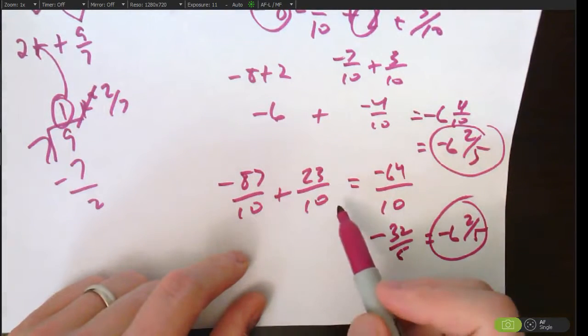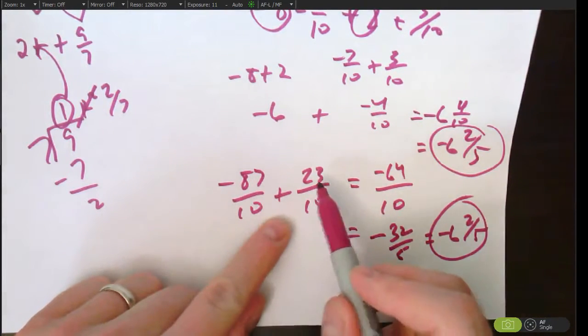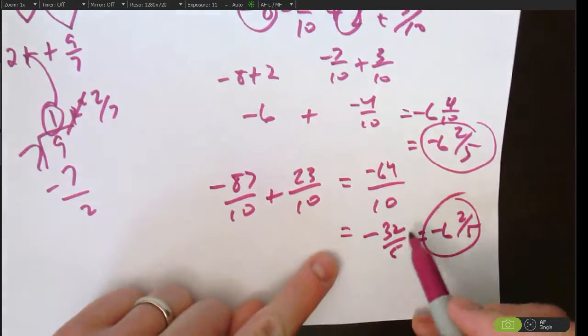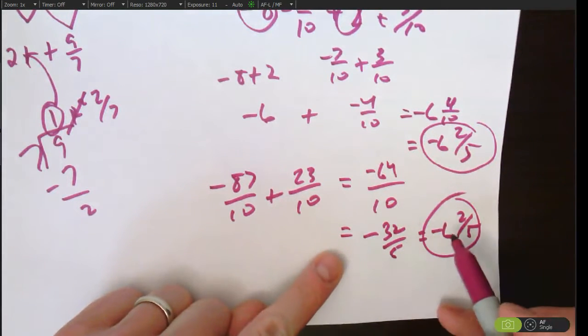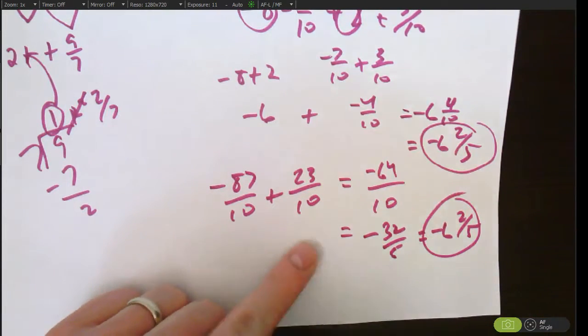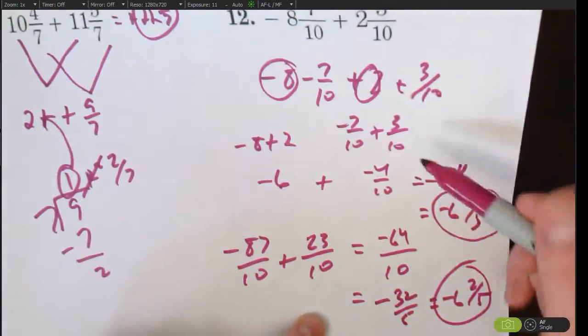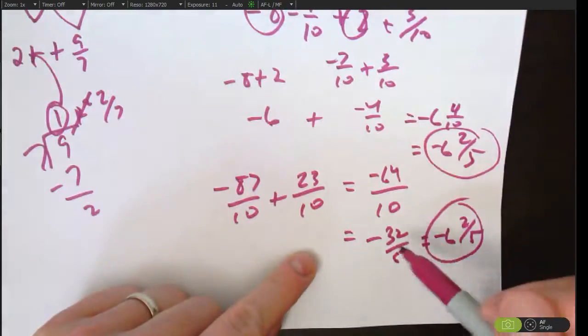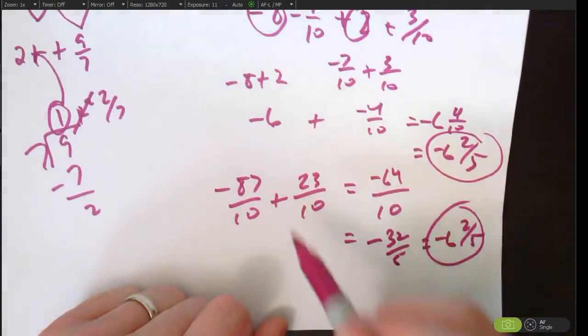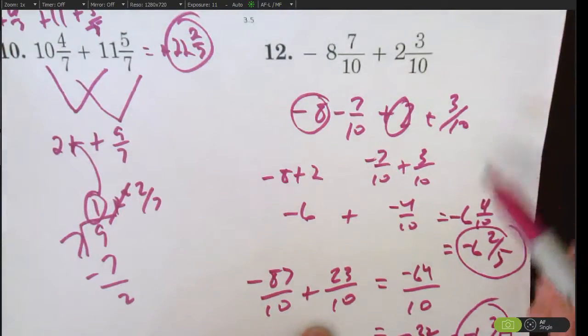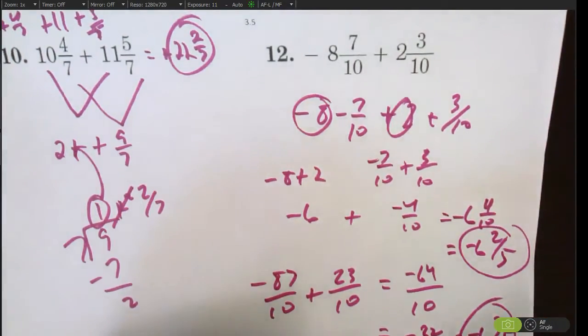Oh, sorry, I did all that off the page, didn't I? So make them both improper. Negative 87 plus 23 is negative 64, stays over 10, reduces to negative 32 over 5, becomes negative 6 and 2/5. It's the same answer in the end. This one doesn't worry about changing it. This one does. I sometimes think this is easier to do unless you're really good at mental math and can do this stuff quickly. Okay.